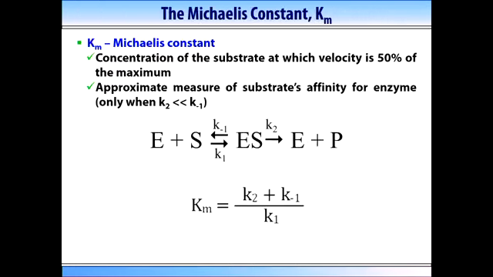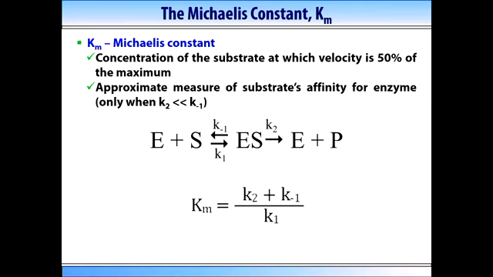As I said, Km is the concentration of the substrate at which the velocity reaches half of the maximum. In some cases, it's an approximate measure of substrate affinity for the enzyme. However, what is the affinity? It's a dissociation constant or association constant, right? So the Km would be this type of association constant only if this member, the K2 rate constant, is absent.